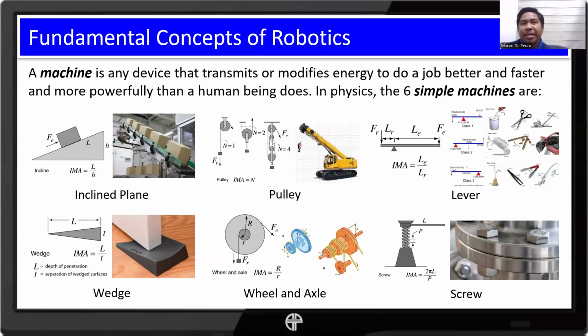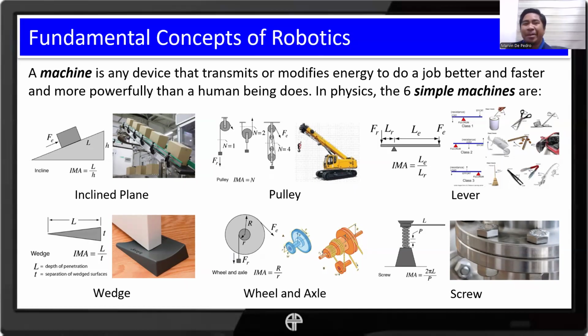But most importantly, we must understand how a machine works. We go back to the most basic essence of a machine, which is any device that transmits or modifies energy to do a job better, faster, and more powerfully than a human being does. What is a machine?